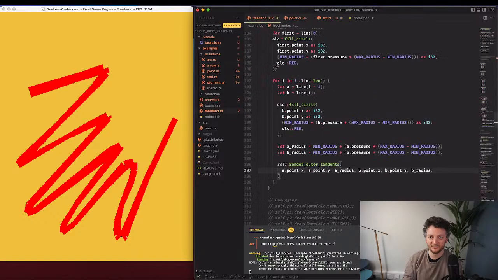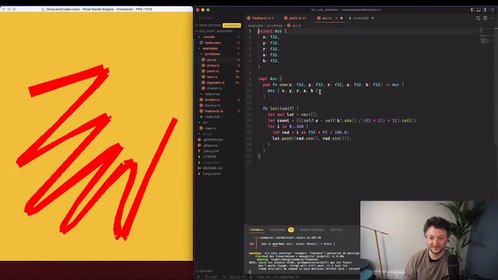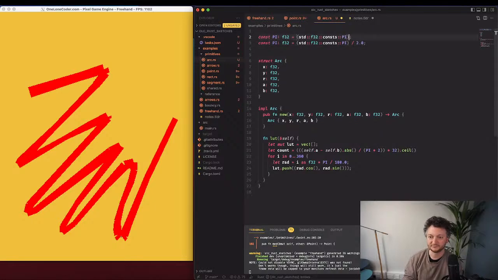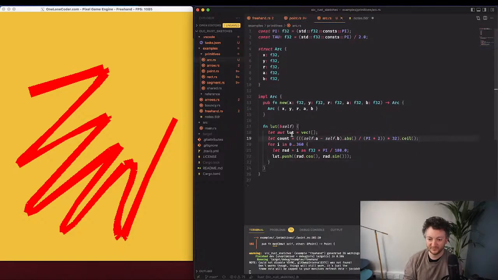And I need to pull pi out of this. Yeah, and I'll do tau too. So now we have that. That's how many points I want.